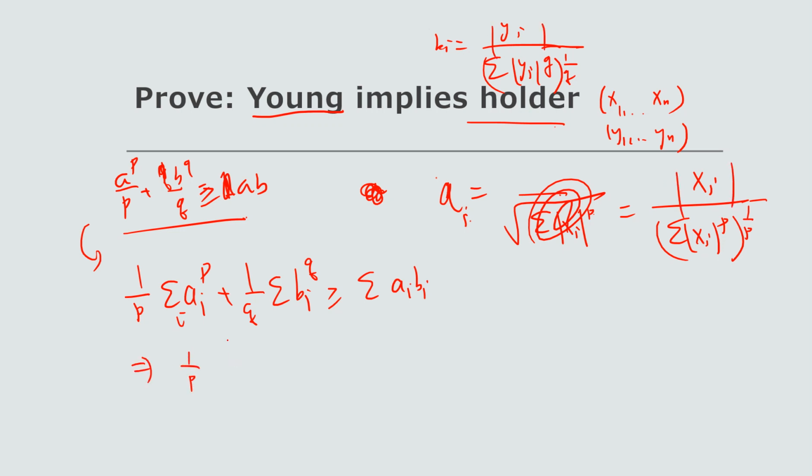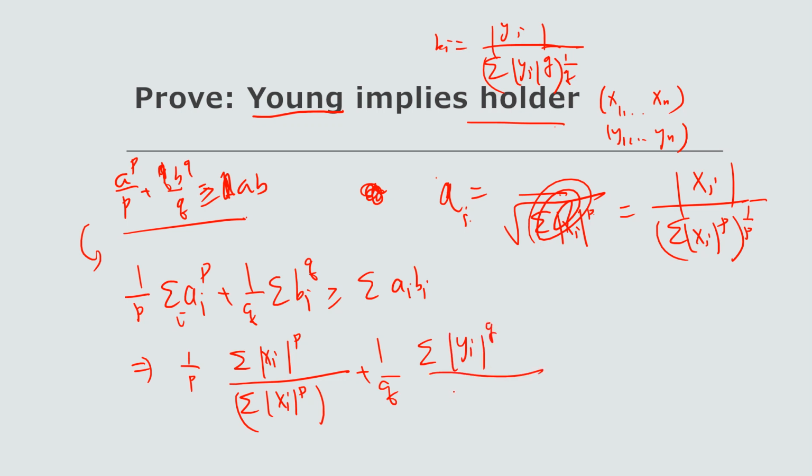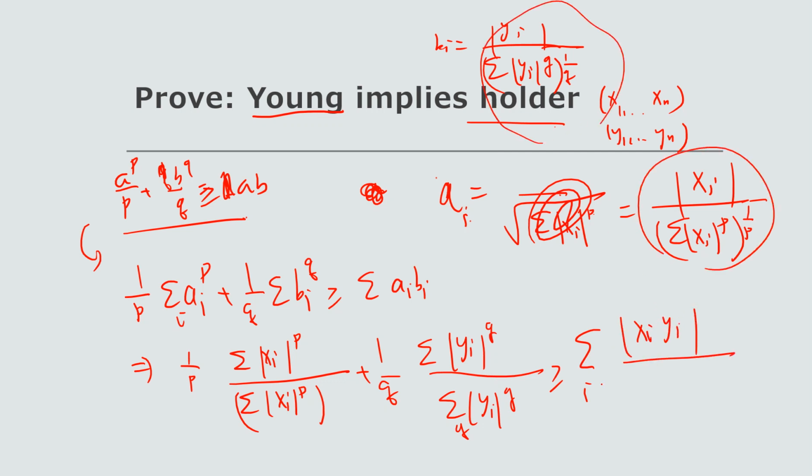I get 1 over p. So the summation of ai to the power p, this term becomes to the power p, so it becomes this, and the numerator is just this. To the power p, that p disappears. So 1 over q, yi to the q, it was larger than ab. So the summation over i gives xi yi, these two products, and this is the denominator.